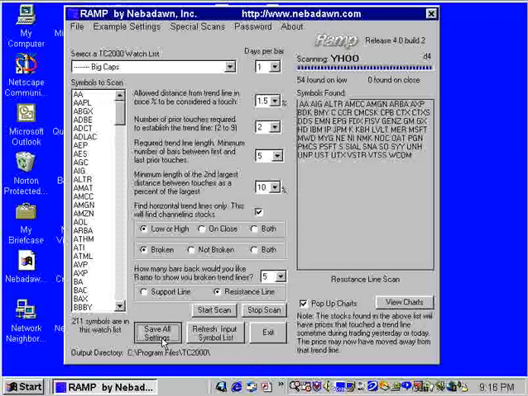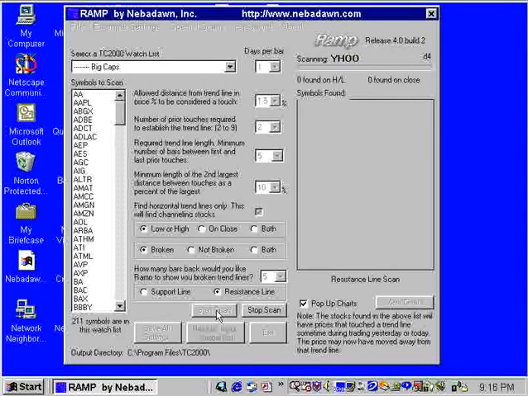And I will select Save All Settings. When I do that, these inputs are locked in, and when I exit the program and come back in, they will all be saved for me. I'll start the scan, and what we should see now are any of these 211 stocks that have broken through a resistance line in the last 5 trading days.